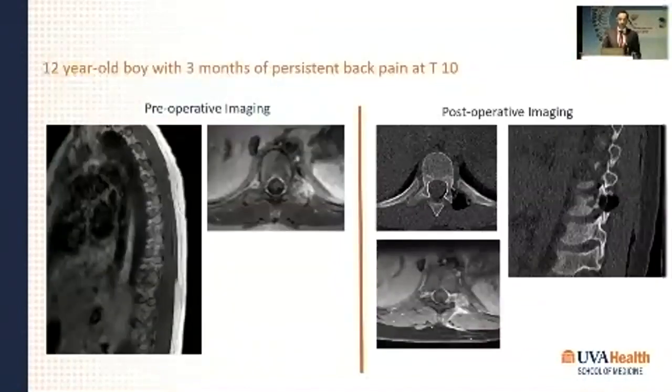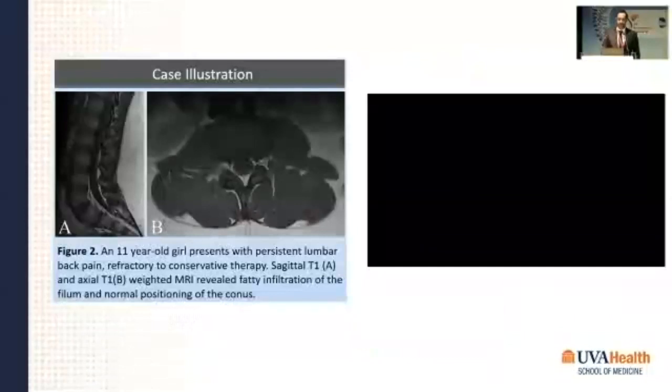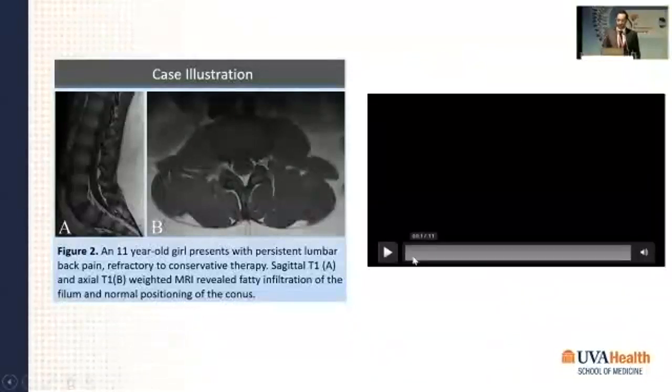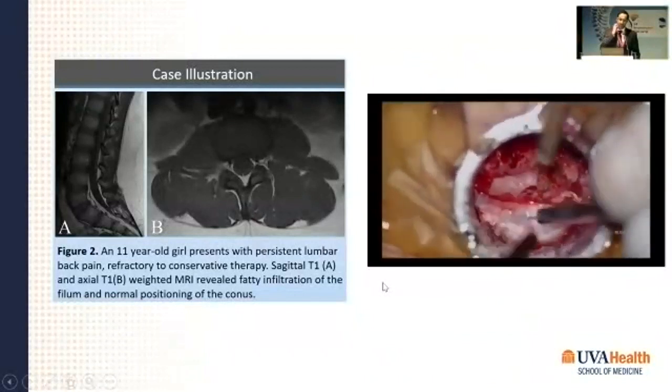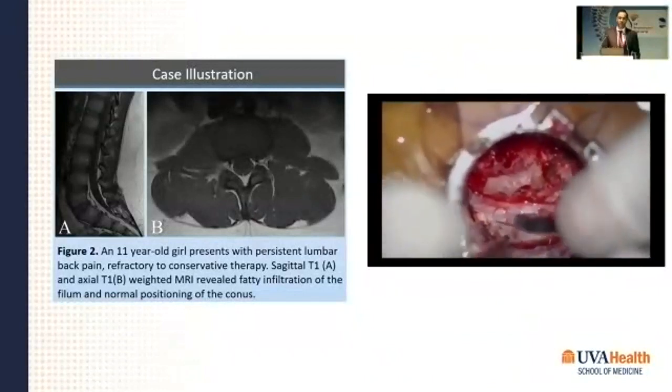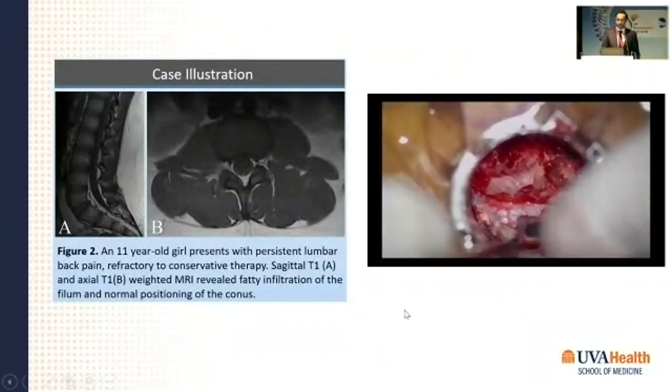This was a 12-year-old boy with 3 months of persistent back pain with a bony tumor at T10. You can see here, tubular retractor was used in order to resect that lesion with no recurrence thus far. Just a short video showing an 11-year-old girl who presented with lumbar back pain as well as urodynamic studies that were abnormal, concerning for tethered cord syndrome.